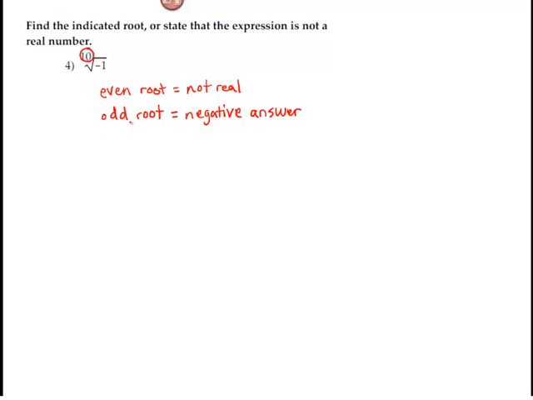Basically it means if it's an odd root, like if this was the 5th root of negative 1, well, it makes our answer negative. Our answer to that would be negative 1. But the 10th root of negative 1 is not real, because it's an even root. So it's like how with a square root, we can't have a negative underneath.